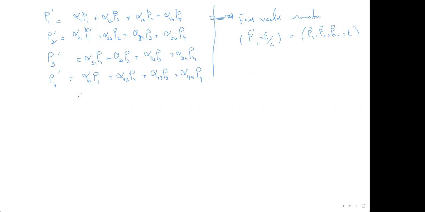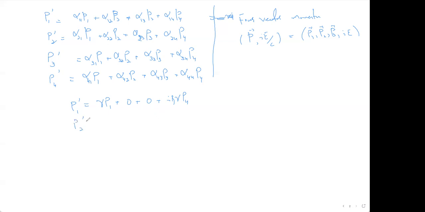So what will be P1 dash? Now P1 dash will become alpha 1 1, which on the previous slide is gamma. So gamma P1 plus alpha 1 2 is 0, so this will be 0, plus 0 plus, okay, alpha 1 4 is i beta gamma, so i beta gamma P4, isn't it?